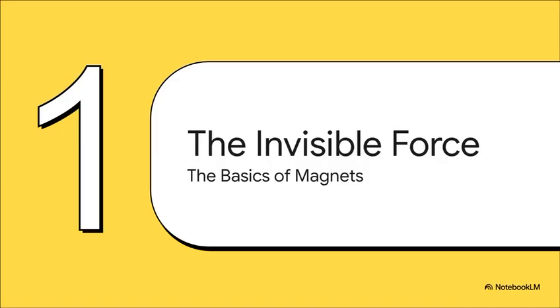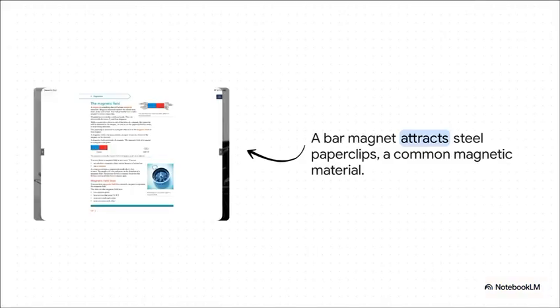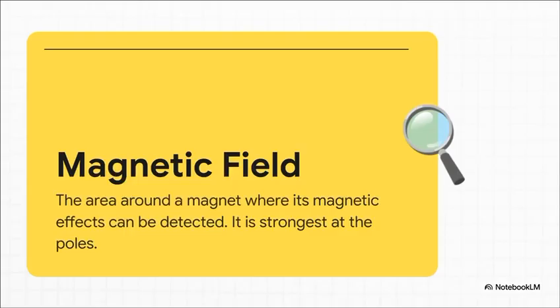All right, so let's start at the very beginning. The fundamentals. What are the basic rules that make a magnet, well, magnetic? I mean, we've all played with magnets, right? They've got this amazing ability to just grab onto certain things, like iron and steel. And every single magnet has two different ends, a north pole and a south pole. You'll usually see them marked with an N and an S.